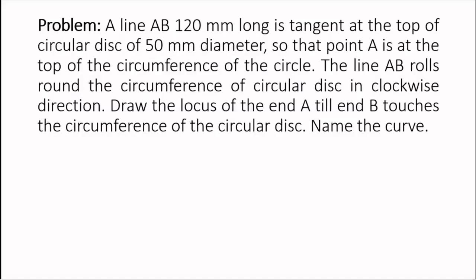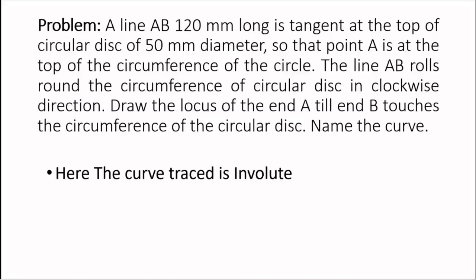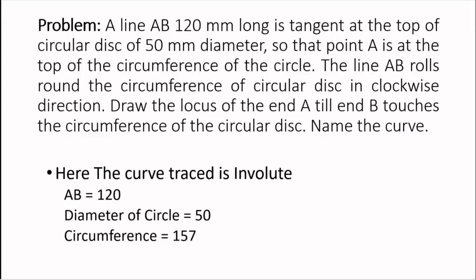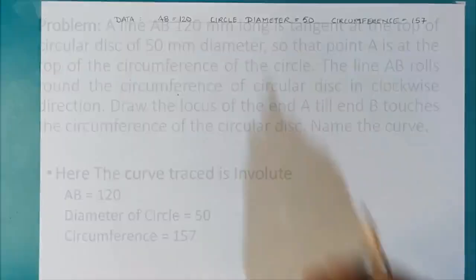So by the definition we know that if we draw the locus of end of a line which is rolling on a circle without slipping, then it is definitely an involute. So the curve traced here is an involute, and the data given is that the line length is 120 mm. The circle has a diameter of 50 mm, and through relation we know that the circumference would be 157 mm long. Now we go through the actual construction.